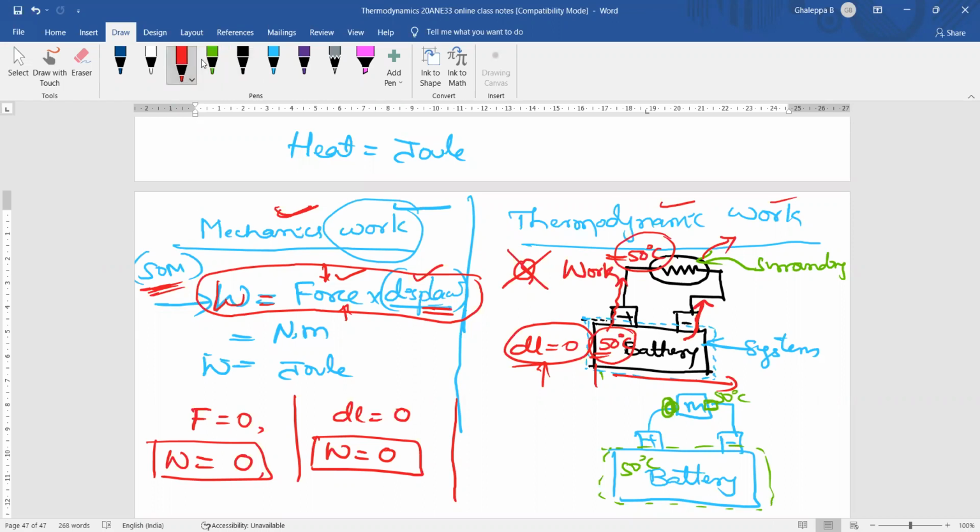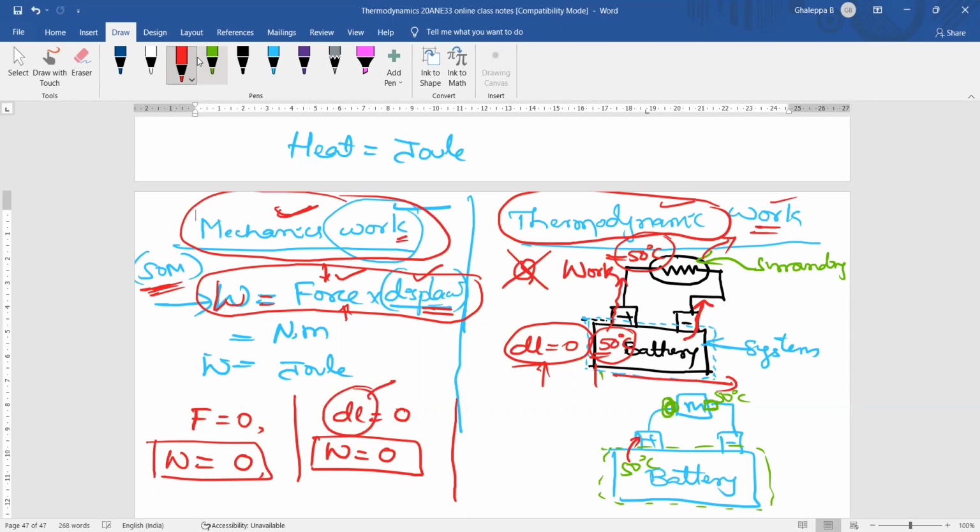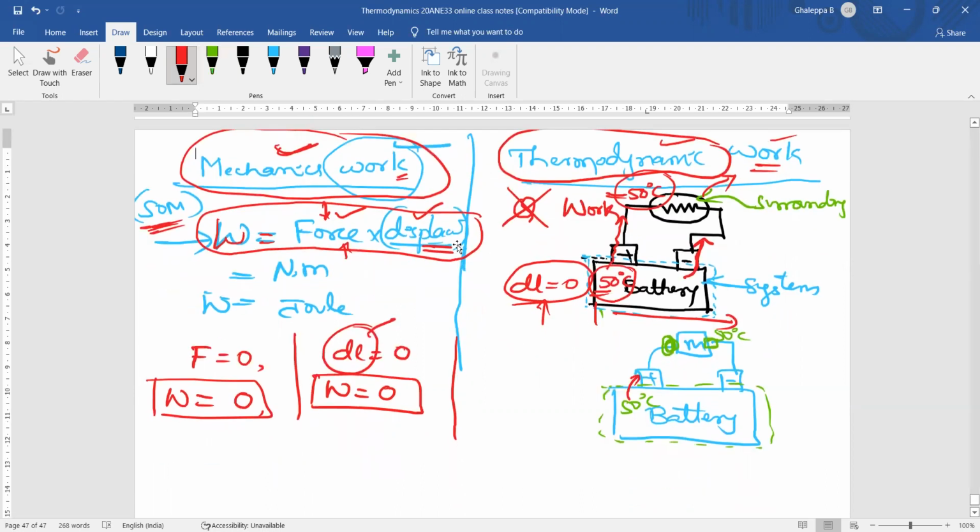But displacement is zero, no? Displacement of the battery is also zero. So even if the displacement is zero, thermodynamic work will come into the picture. Mechanical work is zero if the displacement is zero, but thermodynamic work will be there. Keep in mind, this is the difference. They may ask you in the exam. It is simple, I said it only from a knowledge point of view.